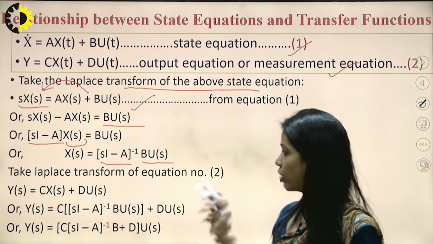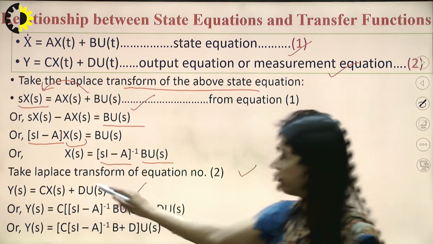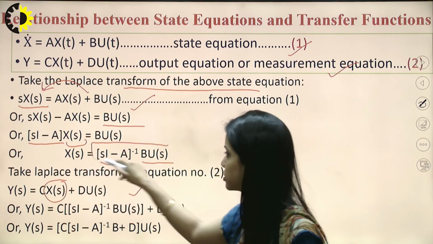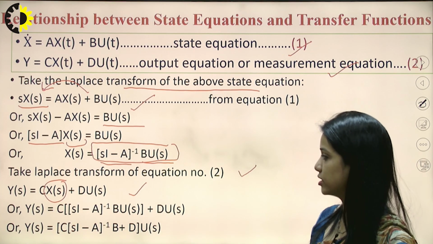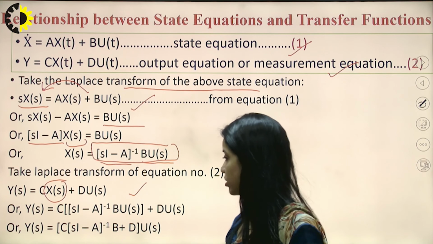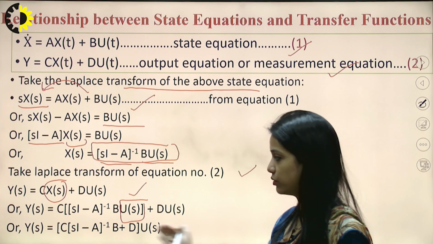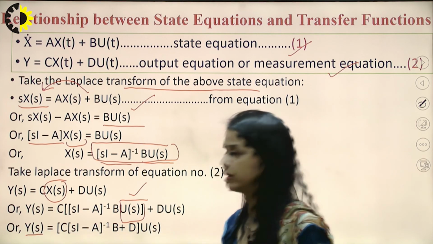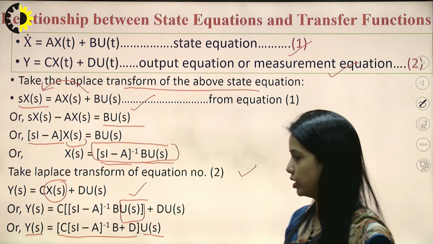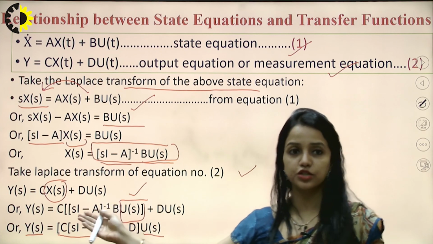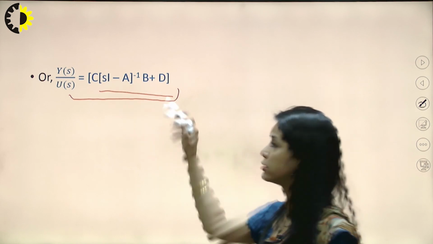Now from equation 2, we take the Laplace, and in it we replace this X(s) from this equation. After replacing this, we can see that U(s) comes up as a common term. I extract it outside so that D becomes part of the equation, and then we have output Y(s) equal to this complete term into input U(s). I can divide by the input and have a relation of output upon input, which is nothing but the transfer function, and this is the resultant transfer function.